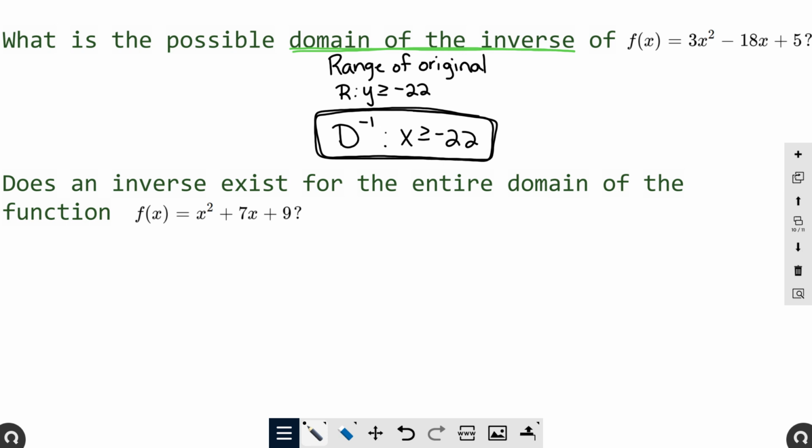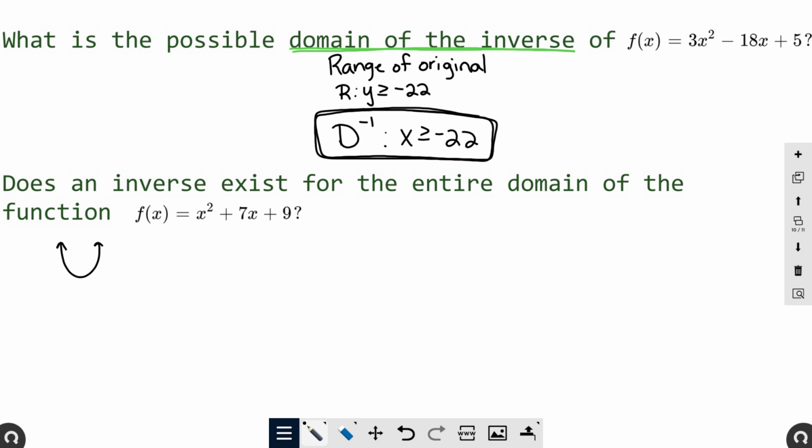All right, here's our last question. Does an inverse exist for the entire domain of the function x squared plus 7x plus 9? Well, let's talk about what kind of problem that is. If we graphed it, it's a what? It's a parabola, right? So the original function is a parabola.